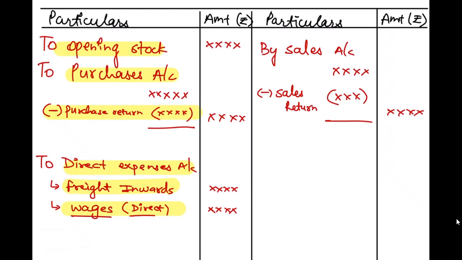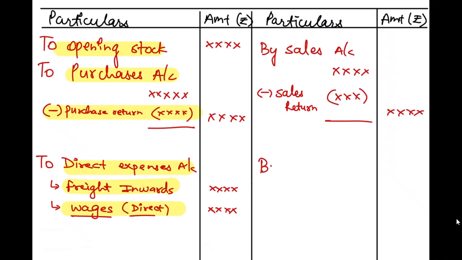OK, so do we need to write down this format? Yes, obviously you can write it down. That would be helpful. And obviously it is also given in your books, but anything which is written by your hand, that will be in your mind. So try to write it down whenever I'm explaining you. OK, so by sales account, we have mentioned sales return we have deducted.